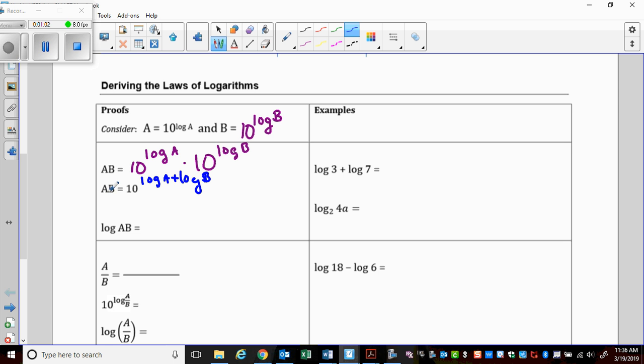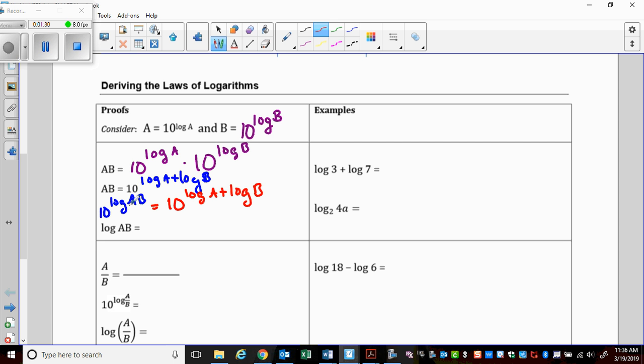What I'm going to do is take this side, 10 to the log of AB. Remember, these cancel, and that is just the same as AB. I'm not changing my equation. It is equal to the right-hand side, which I'm not going to change yet. This is 10 to the log A plus log B. Okay, the right-hand side is the same.